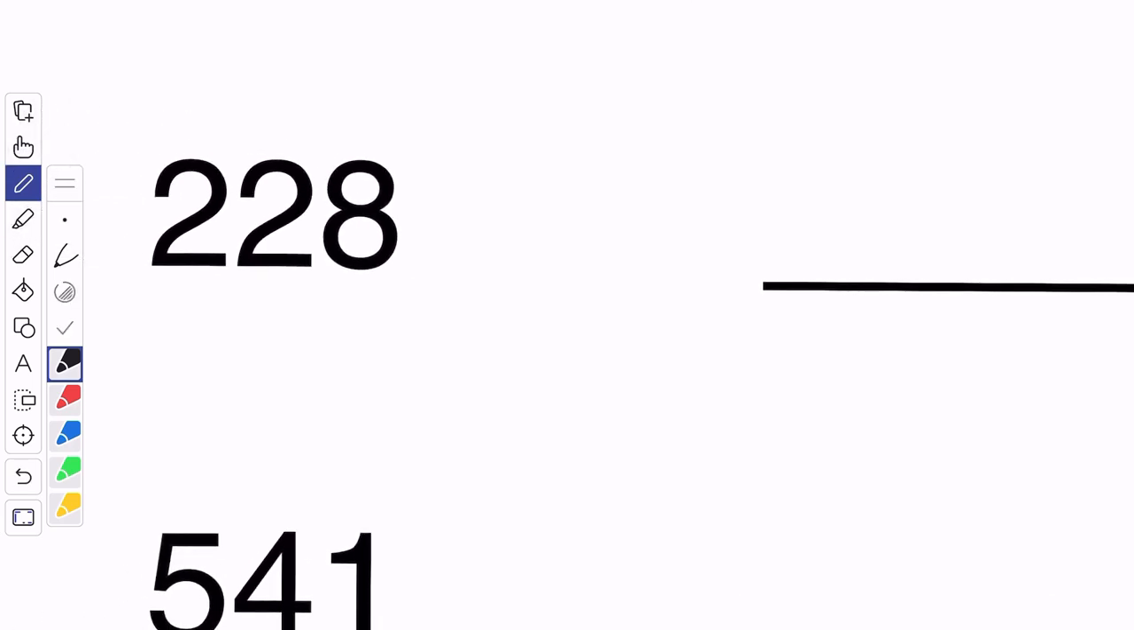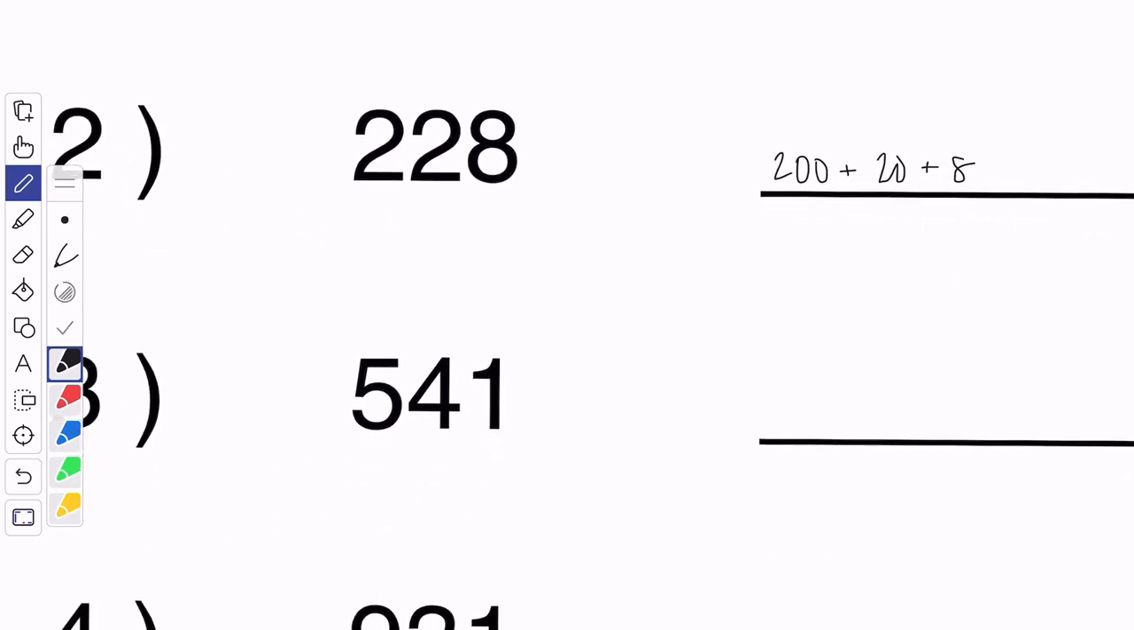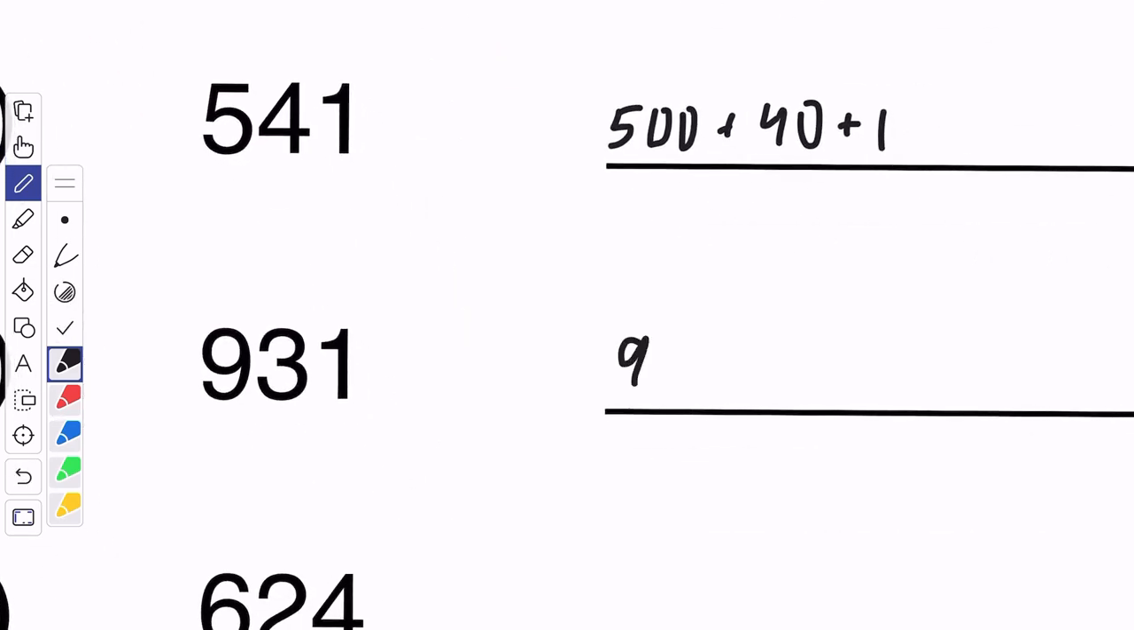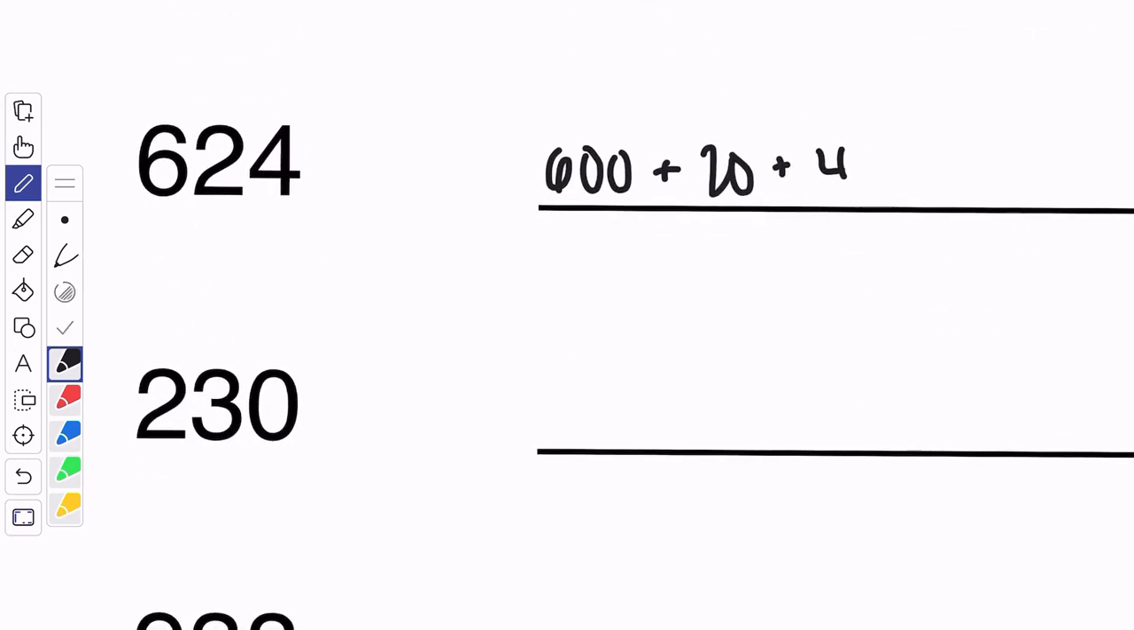We have 200s, which is going to be 200, 2 tens, 20, and 8 singles or ones. We have 500 plus 40 plus 1. We have 900 plus 30 plus 1. We have 600 plus 20 plus 4. We have 200 plus 30 plus 0.